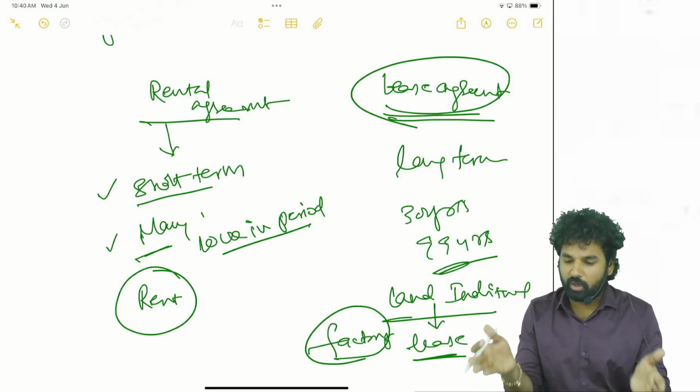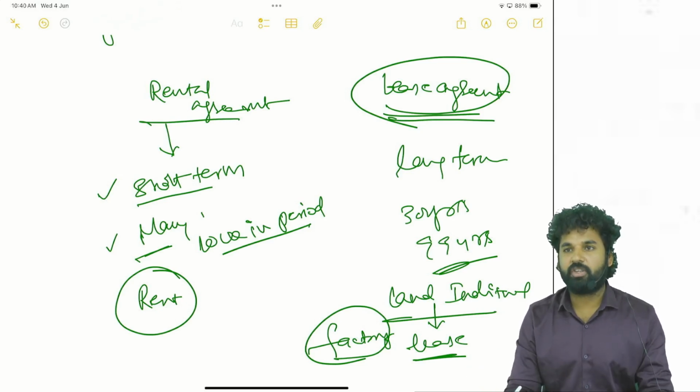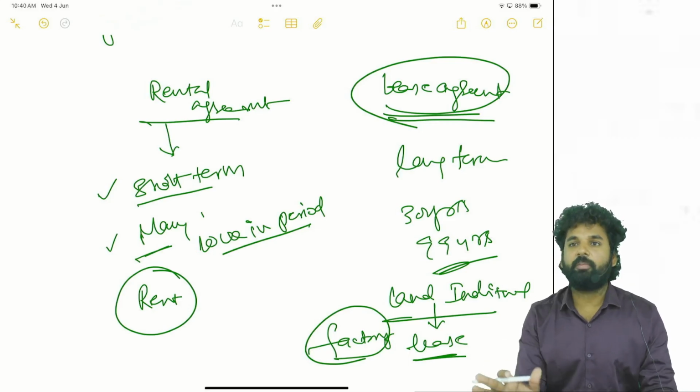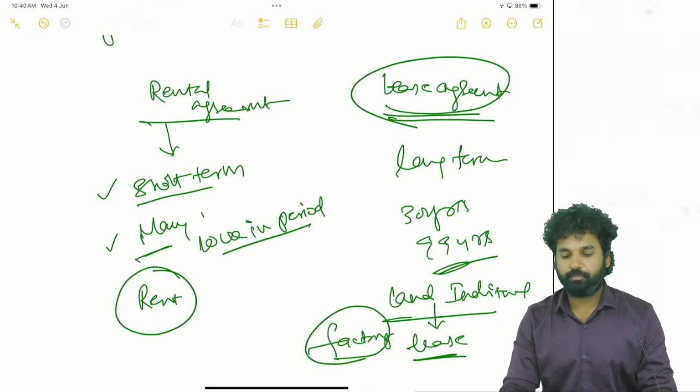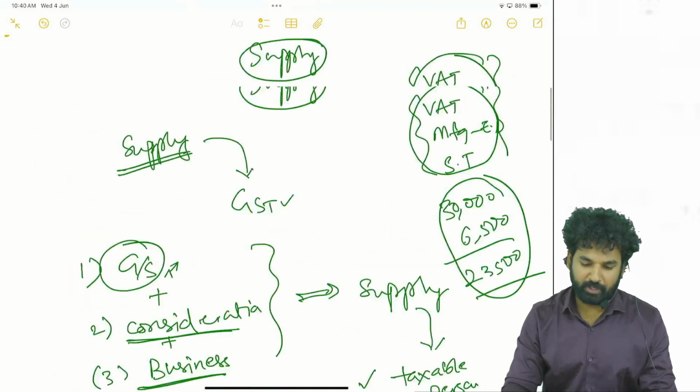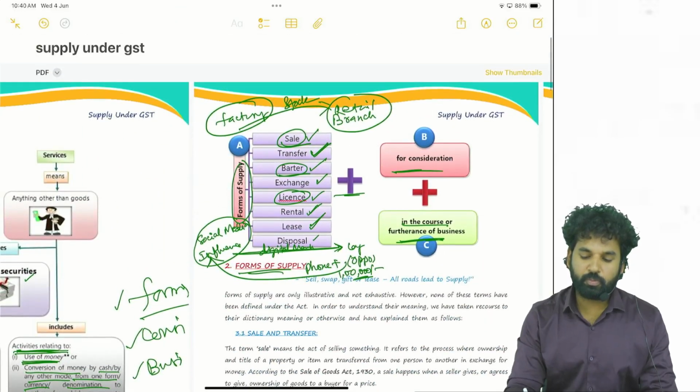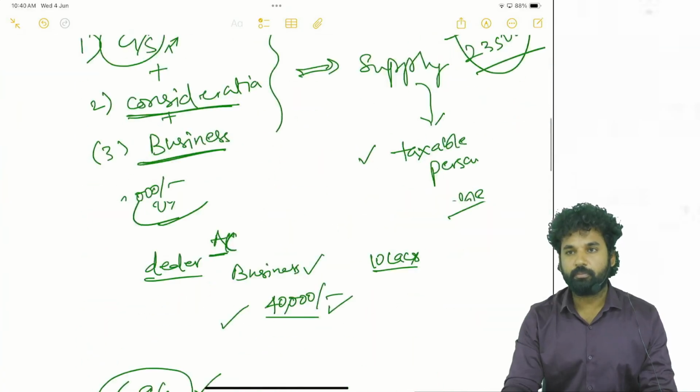So lease is a long-term period, and rental agreements are generally for short-term periods. Okay, so whatever it may be, lease or rent, it is a form of supply. It is a form of supply, right? Next, disposal. Disposal is there. Disposal means disposal.